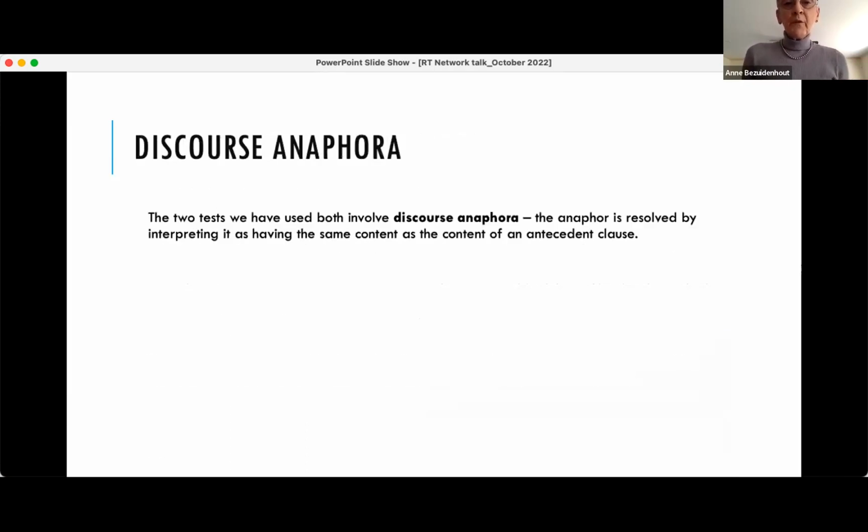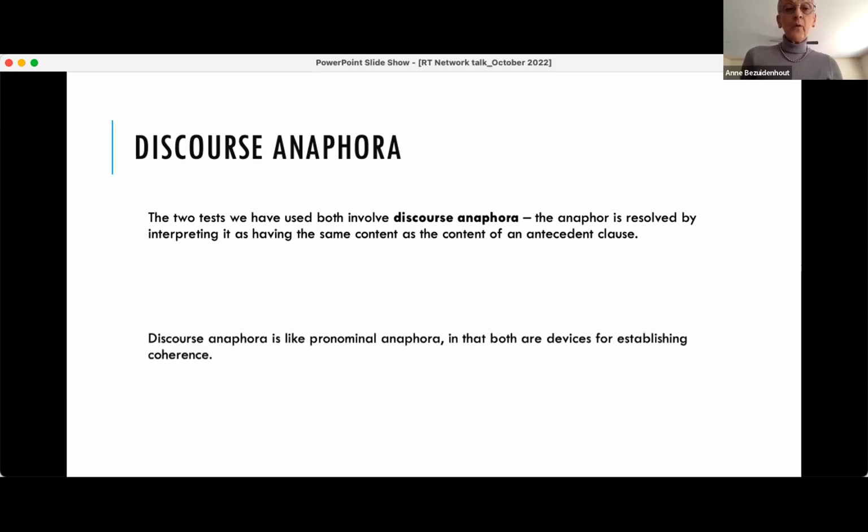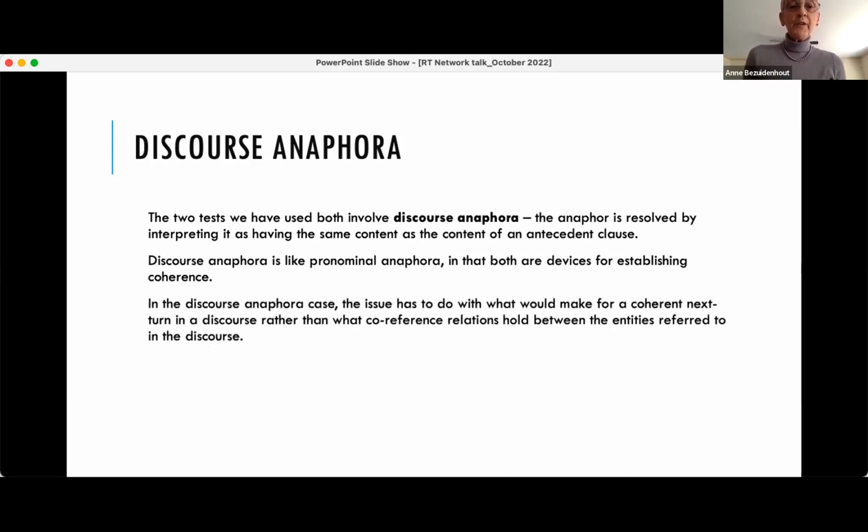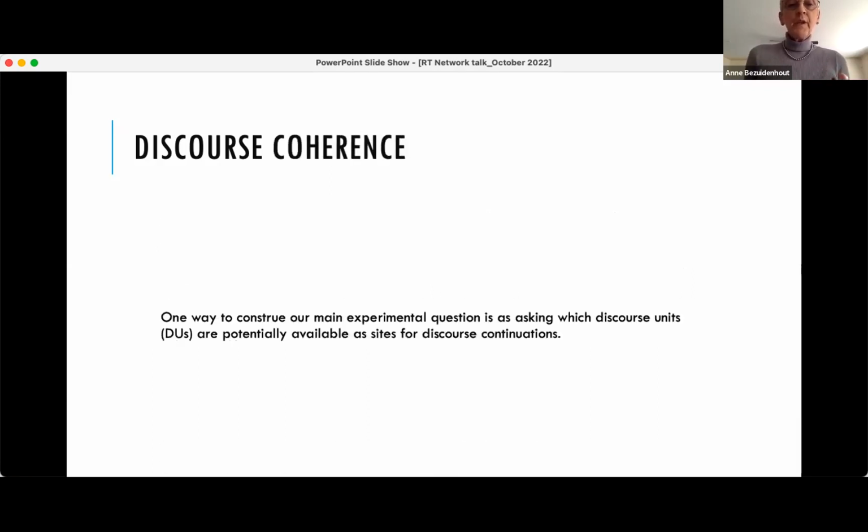So the two tests that we've used, this direct denial test and the elliptical why test, both involve discourse anaphora. The anaphora is resolved by interpreting it as having the same content as the content of an antecedent clause. And like pronominal anaphora, it is a device for establishing coherence. In the discourse anaphora case, the issue has to do with what would make a coherent next turn in a discourse, rather than what co-reference relations hold.